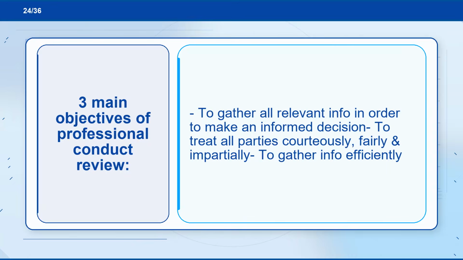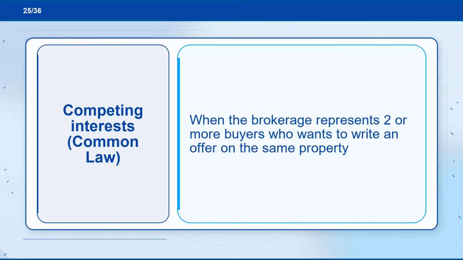Flashcard 24. Term, 3 main objectives of professional conduct review. Definition: to gather all relevant info in order to make an informed decision, to treat all parties courteously, fairly and impartially, to gather info efficiently. Flashcard 25. Term, competing interests, common law. Definition: when the brokerage represents two or more buyers who want to write an offer on the same property.